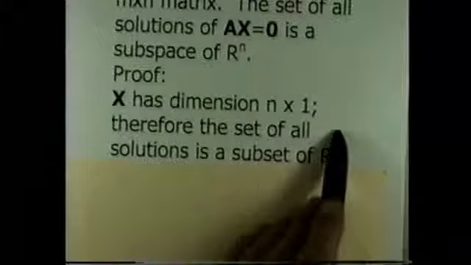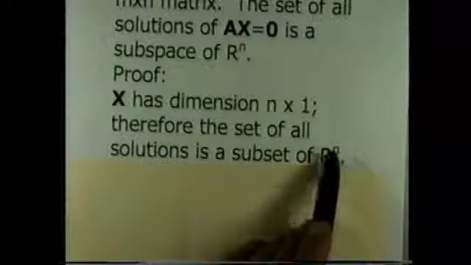Proof. Your variable matrix has dimension n by 1, where it's n rows by 1 column. Like I pointed out, it would be the column matrix x, y, z for 3 space. Therefore, the set of all solutions is a subset of R^n, because we just have n by 1. So we might have something like (1, 2, 3) as a solution in 3 space, which would be a subset of R^3.